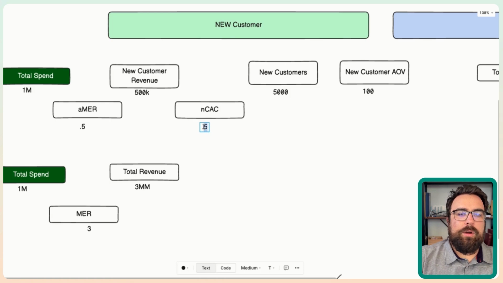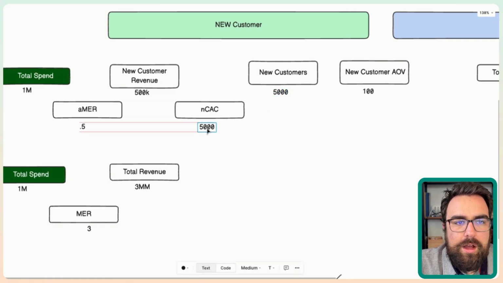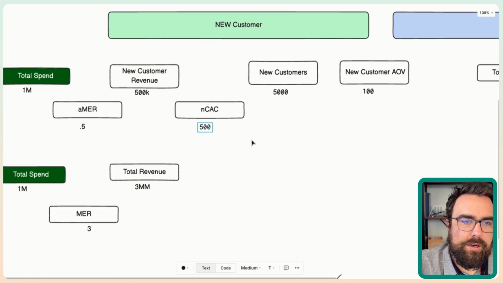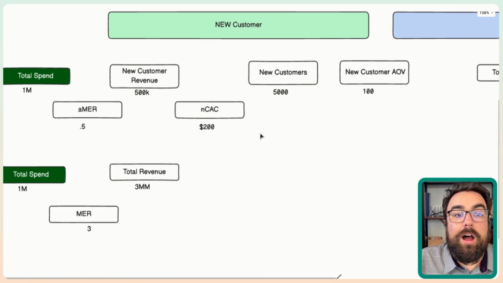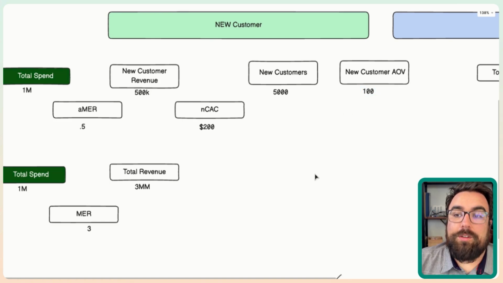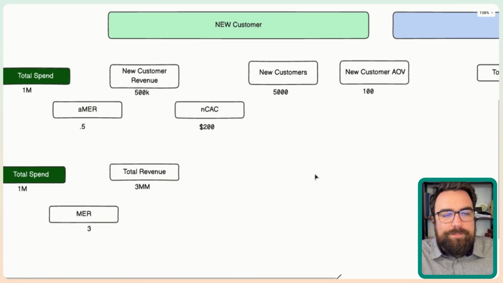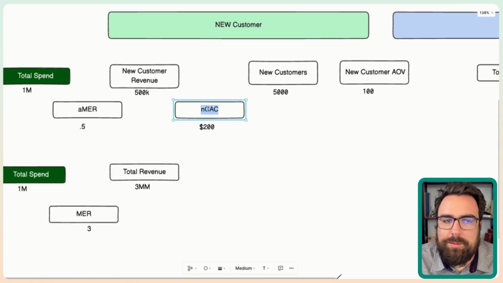And then our NCAC: what does it cost us to acquire a new customer? We spent $1 million to acquire 5,000 customers, right? So we can take that 1 million and divide it by 5,000. So you have an NCAC, a new customer acquisition cost of, wait for it, $200. So our new customer acquisition cost is costing us $200 to acquire these $100 AOV customers. So we better hope that the lifetime value of these people is doing quite well. That is what you oftentimes will see, NCAC or aMER, acquisition or new.